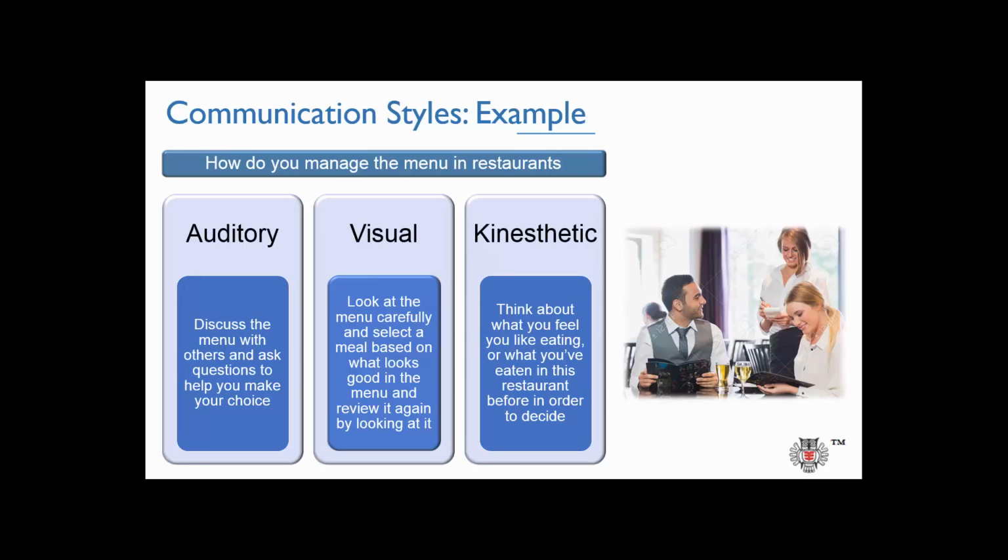So do you see the difference? The auditory, they discuss, they talk about, they're the ones that are talking. The visual are usually quite quiet because they're reading the menu and they're trying to process that information and figure out what they're going to eat. And the kinesthetic person is thinking about, how do I feel right now and what do I really want to eat? And so they're going inside of themselves thinking about it, and they're thinking about what it felt like when they ate there the last time, if they ate there before.